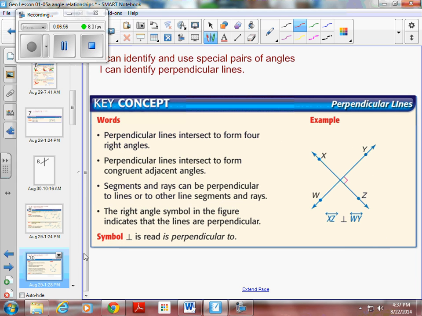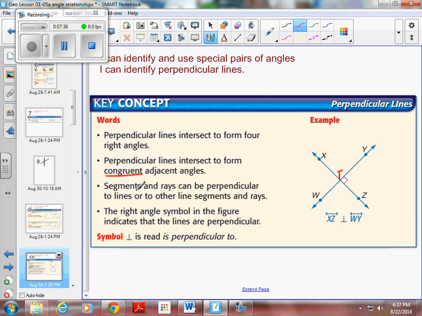And the last thing was perpendicular lines. Perpendicular lines intersect to form four right angles. If you know that WY and XZ are perpendicular, and I call this point T here, then YTZ has to be 90, YTX has to be 90, XTW has to be 90, and WTZ has to be 90. Perpendicular lines intersect to form congruent adjacent angles. Congruent means the same measure. So you know that all four of these angles are congruent because they are all the same measure. They are all 90 degrees.